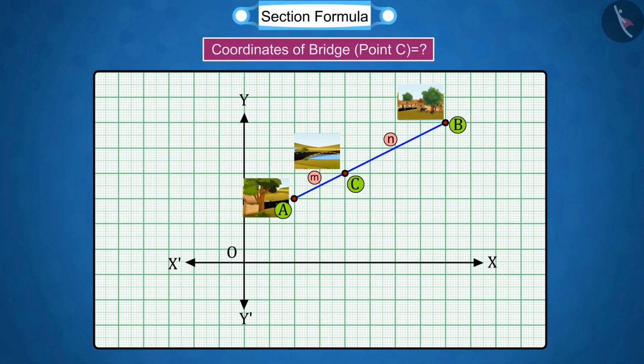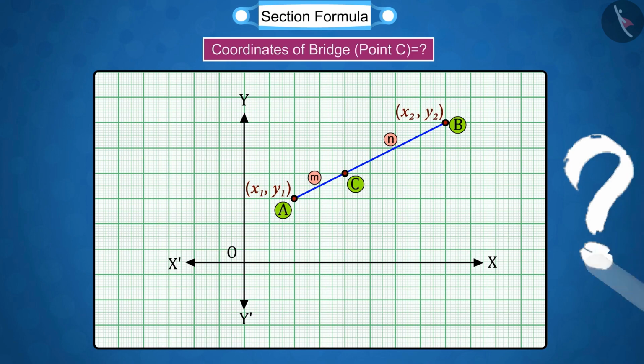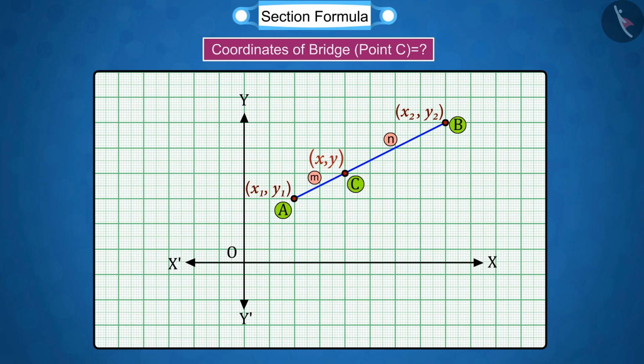Let's first represent the given situation in coordinates. Let us assume O as the origin point and OX and OY are x-axis and y-axis respectively, where the coordinates of A are x1, y1 and coordinates of B are x2, y2. So can you tell the coordinate points of the bridge? Let x, y be the coordinates of point C of the bridge, which divides AB in the ratio of m/n.